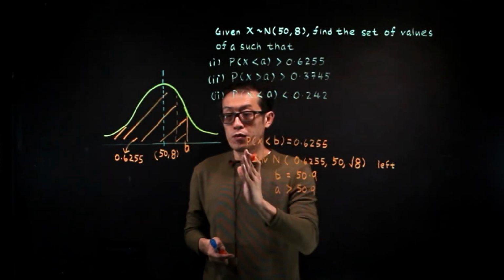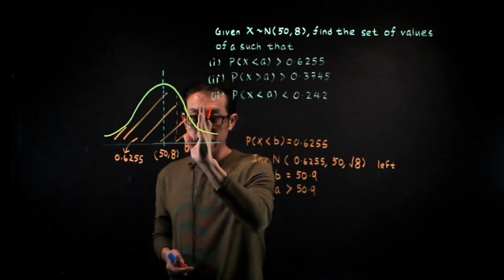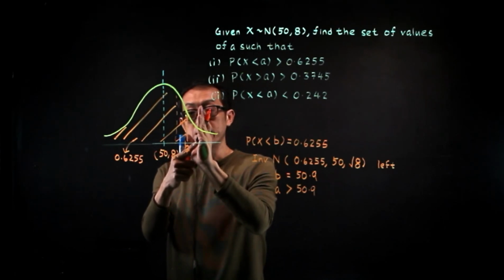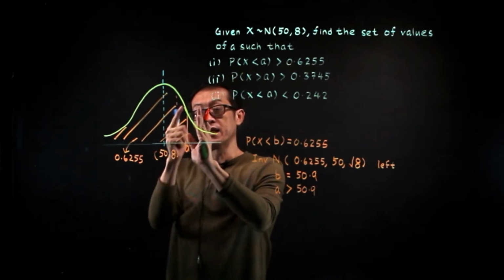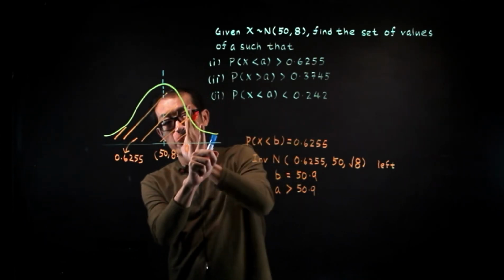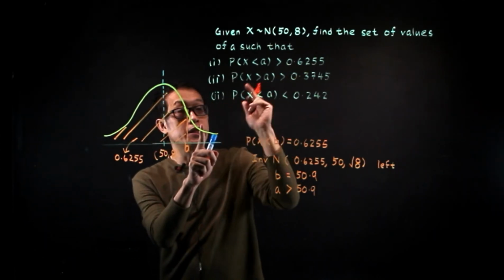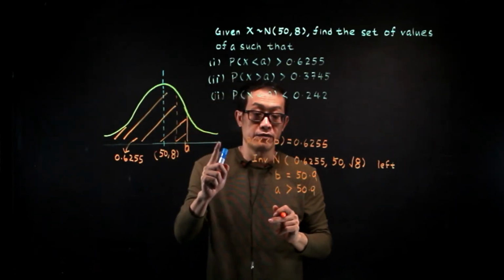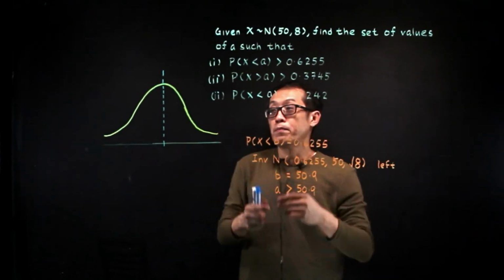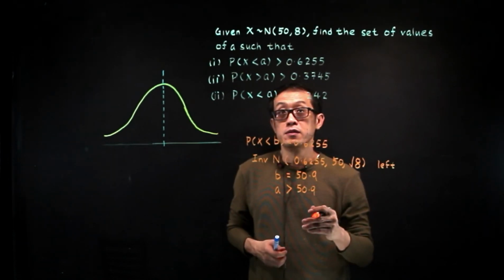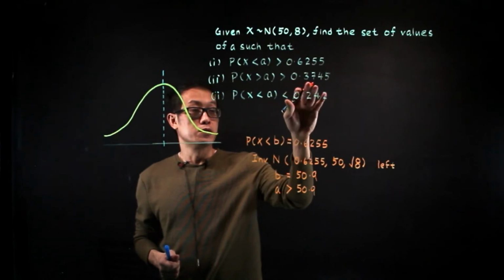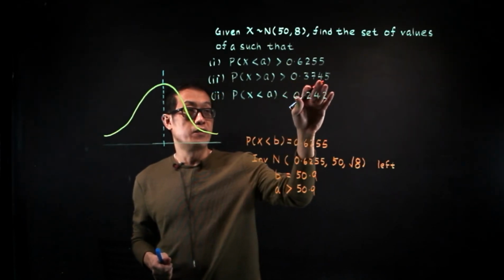Now let's check. What happens if A is over here? Then you want the probability of x less than A. So you occupy this area here, this part. Then it will be greater than 0.6255. So this is correct. Now let's do part 2 of the question. You want x greater than A to be greater than 0.6745.